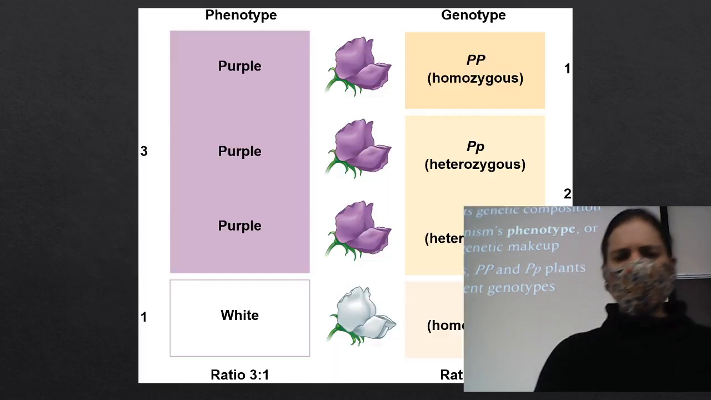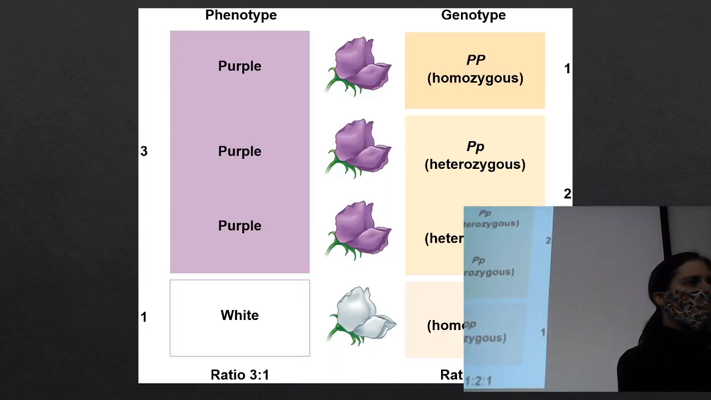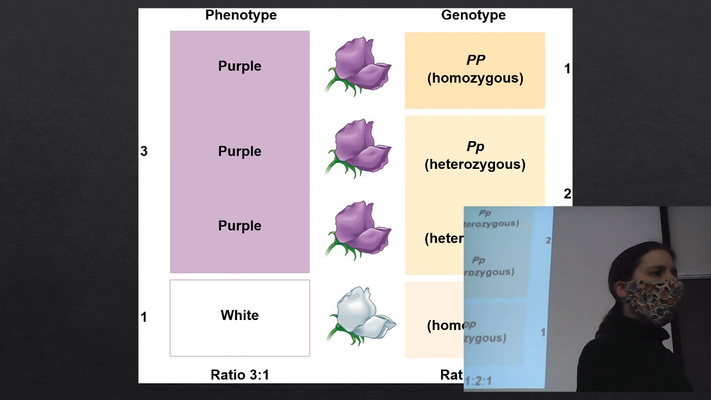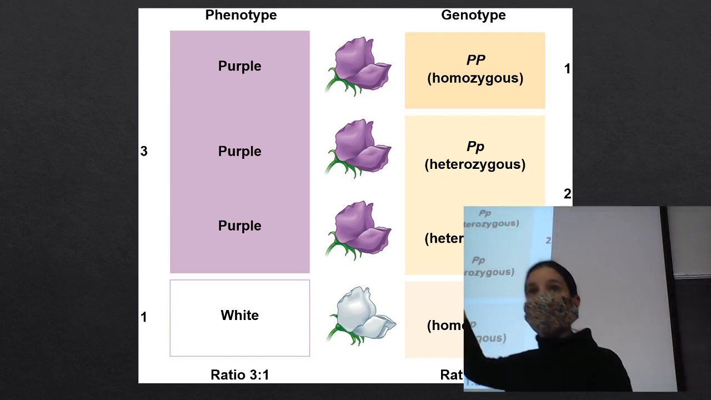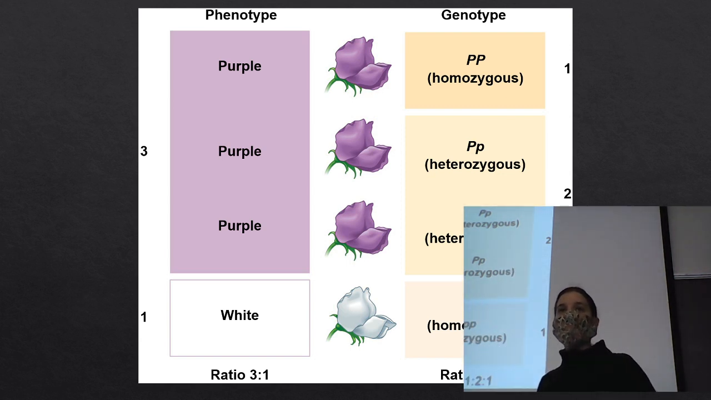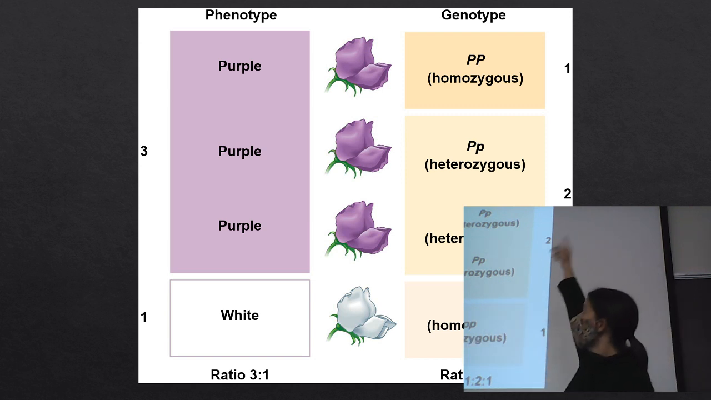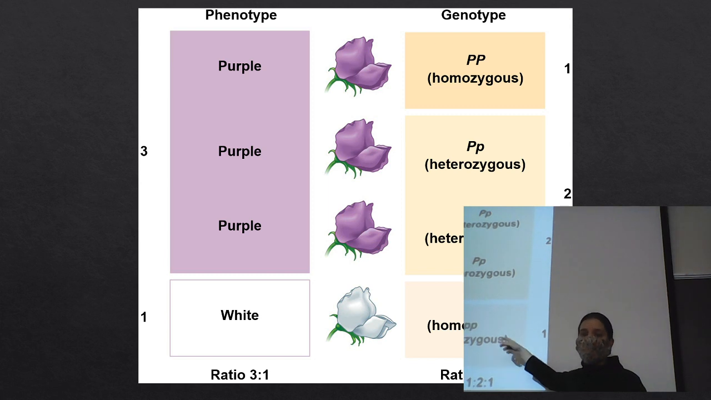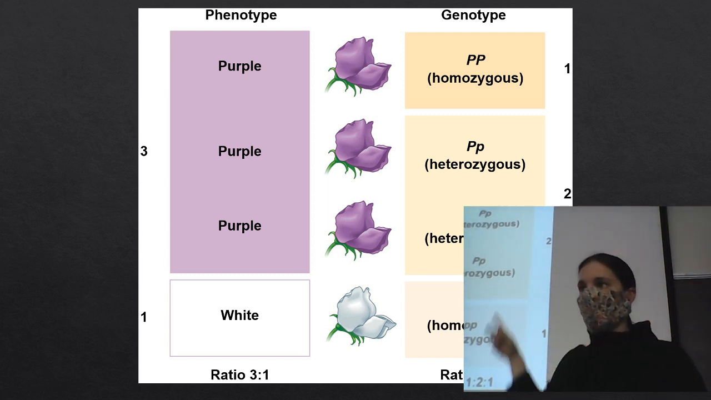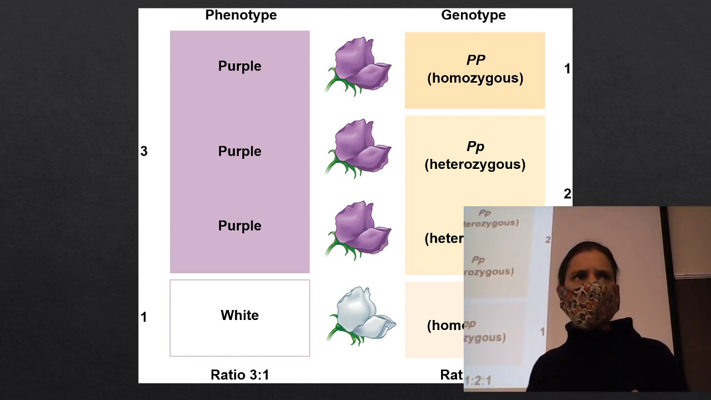So, something like this. In that cross we saw before, there are two phenotypes, purple flowers or white flowers, but there are three genotypes, because you can have a genotype that's homozygous dominant, homozygous recessive, or the heterozygotes. Is everyone okay with this?